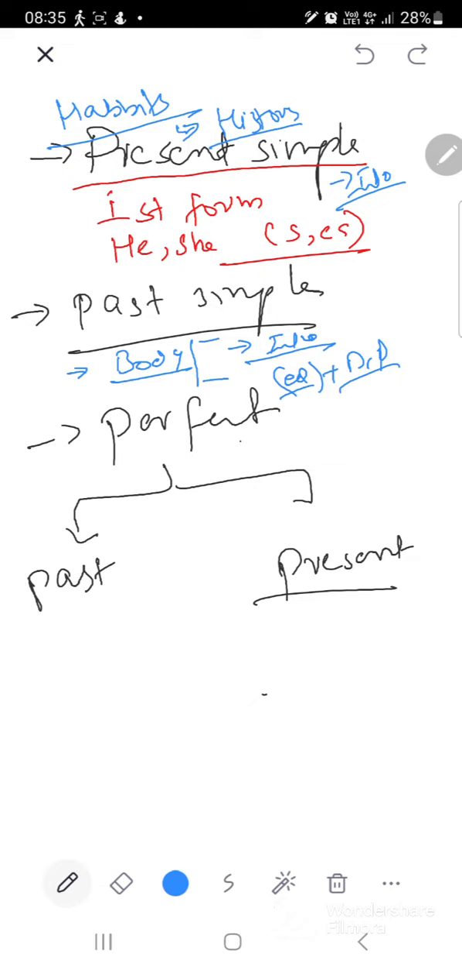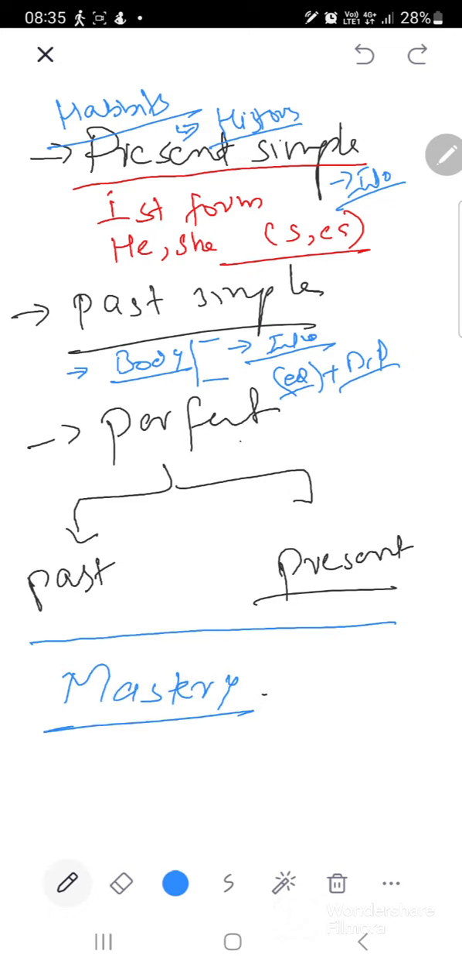Then we have perfect tense. So basically, in writing mostly, we must have the mastery in these two tenses to use them appropriately. Why? Because most of the time you are covering the events, the history of the events, right?